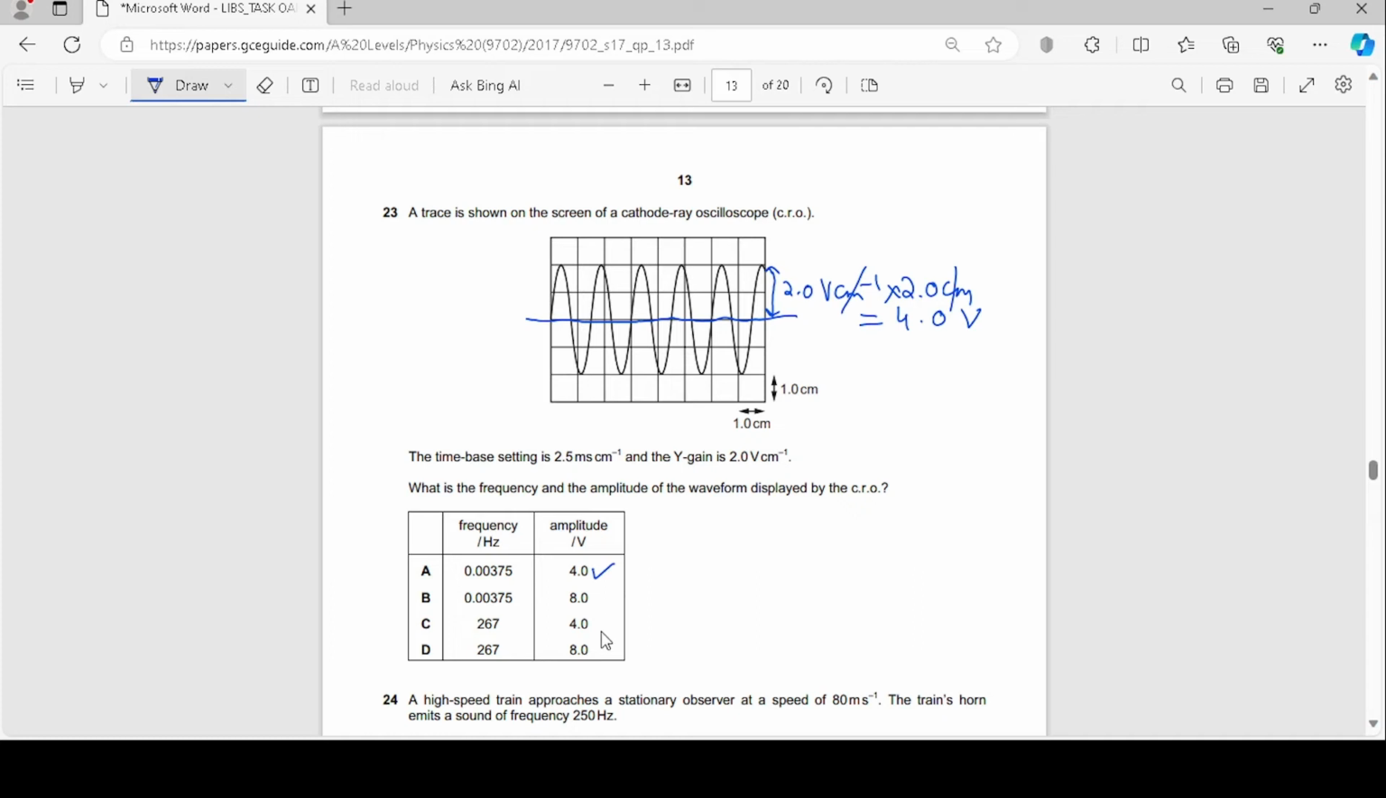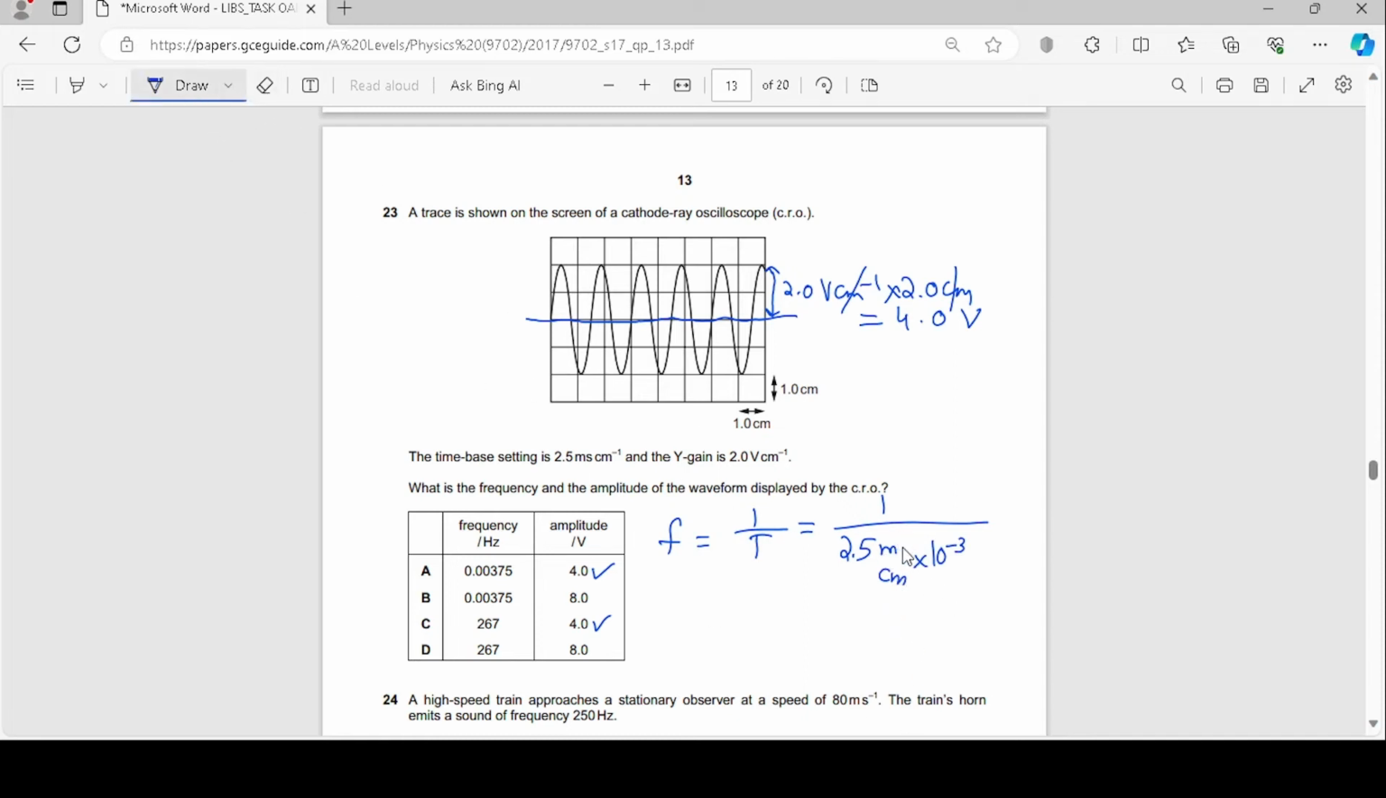Okay, so that's that. And as for the frequency, frequency is the number of oscillations per unit time of a point in a wave. Anyways, you can write that as 1 over time period. So 1 over, so the time base setting is 2.5 milliseconds per centimeter. Then we can multiply that by 10 to the minus 3 to make it seconds per centimeter.